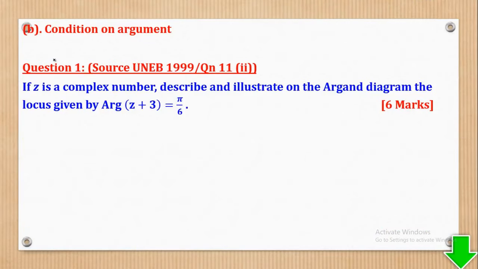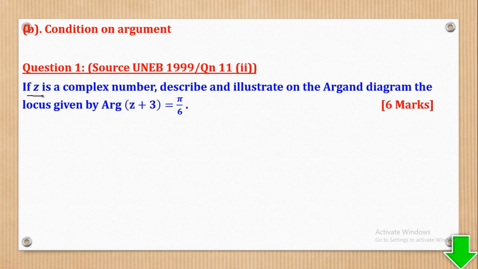That was the condition on modulus. Now we shall go to the condition on argument, and the good thing is we already know what an argument is. As a reminder, you have to remember that argument is arctan of imaginary over real. When you remember that, then you can easily go through these questions. So let's start with question 1, which came from UNEB 1999 paper 1 question 11 Roman 2.